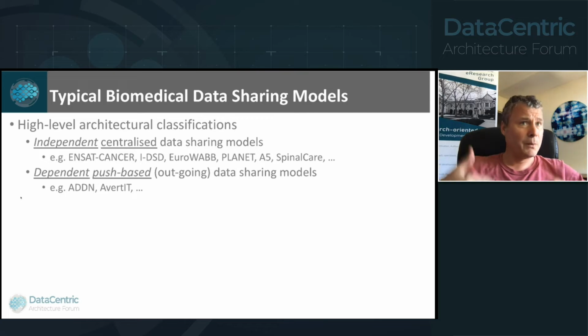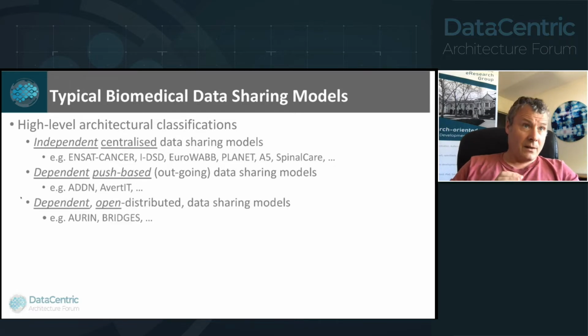That could be because there are too many patients, or you're dealing with real-time data. For example, the Avert IT project looked at patients who had a brain trauma. We wanted real-time information from the ICU to be able to predict when a patient might have an adverse event like low blood pressure, etc.